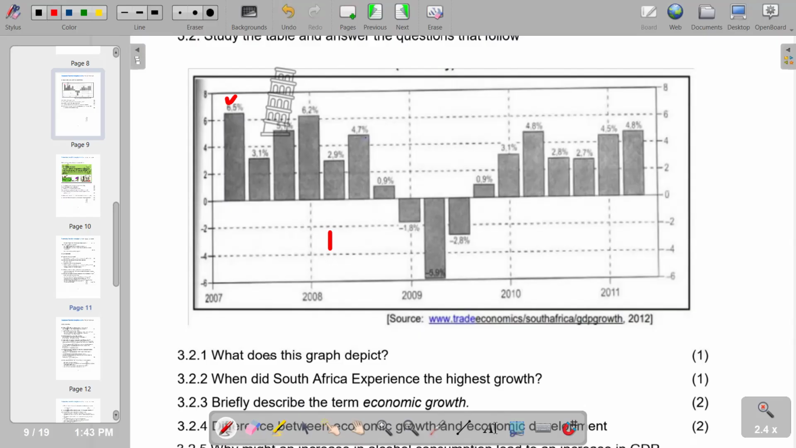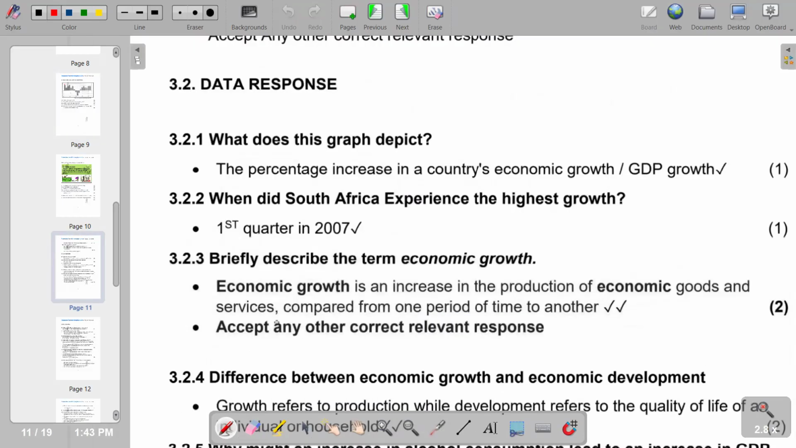We have more goods being produced, measured from one period to the other. If the goods that are being produced have increased from one period to the other, it indicates that there is economic growth. So in terms of the brief description within the context of this video, economic growth is an increase in the production of economic goods and services compared from one period of time to another. So this is a brief description that we have.